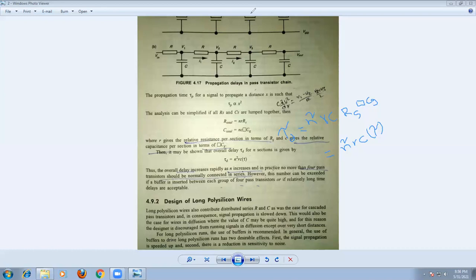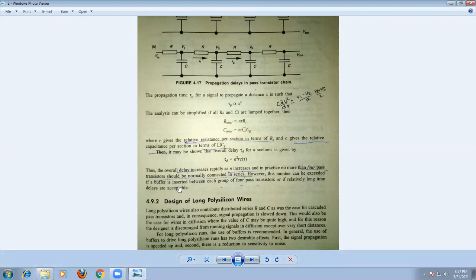Okay, so now let's go for the next one, called design of long polysilicon wires. Now just observe. So let's go for the long propagation delay. Let us consider what happened in this case.